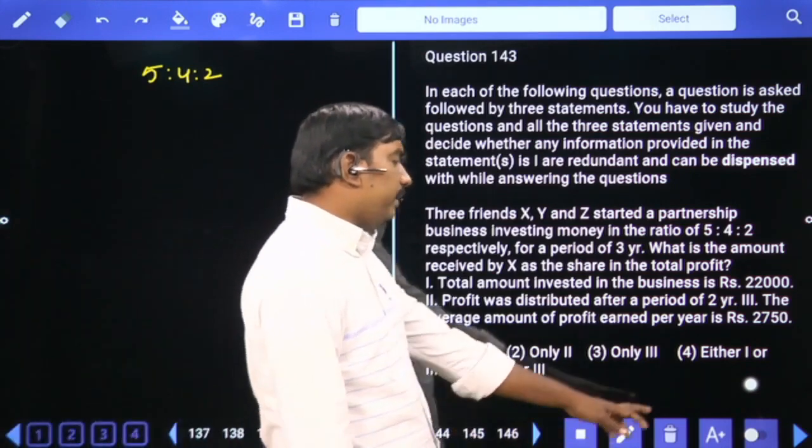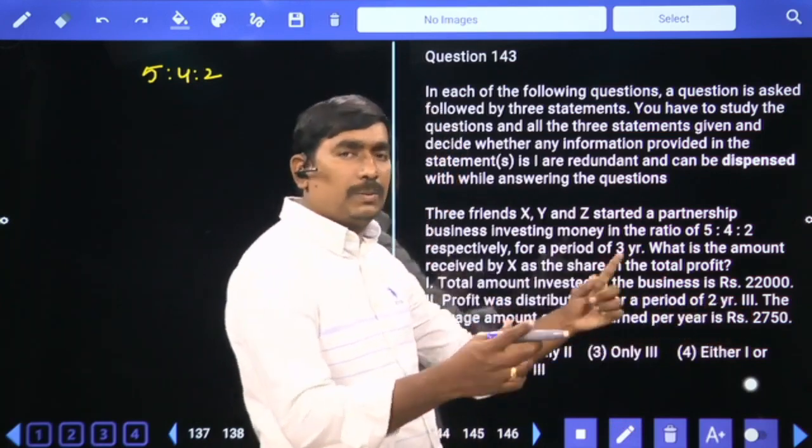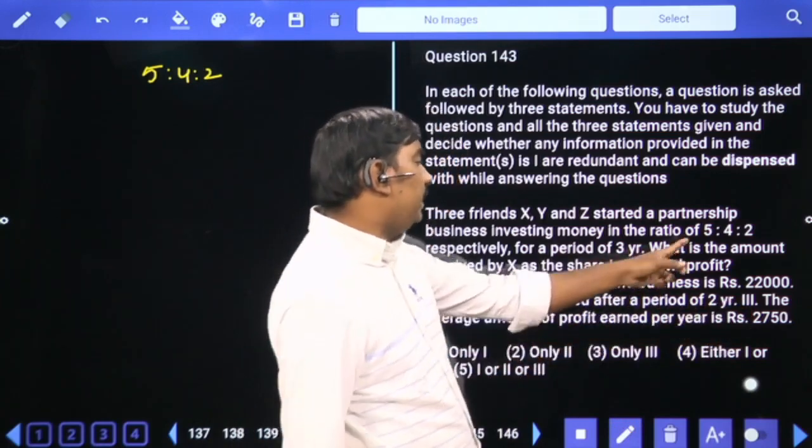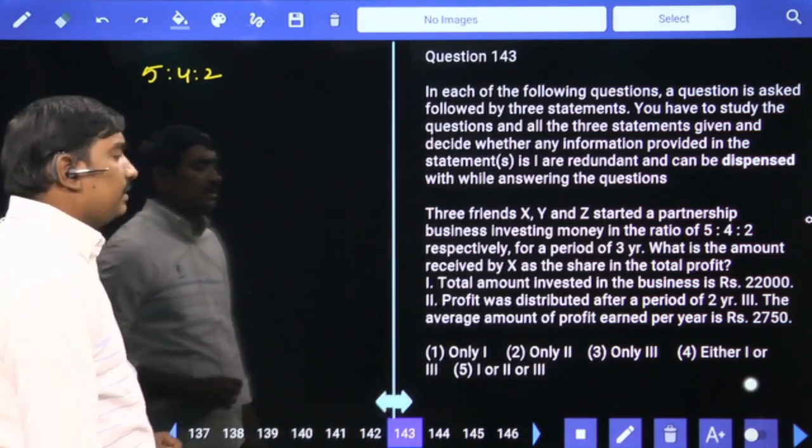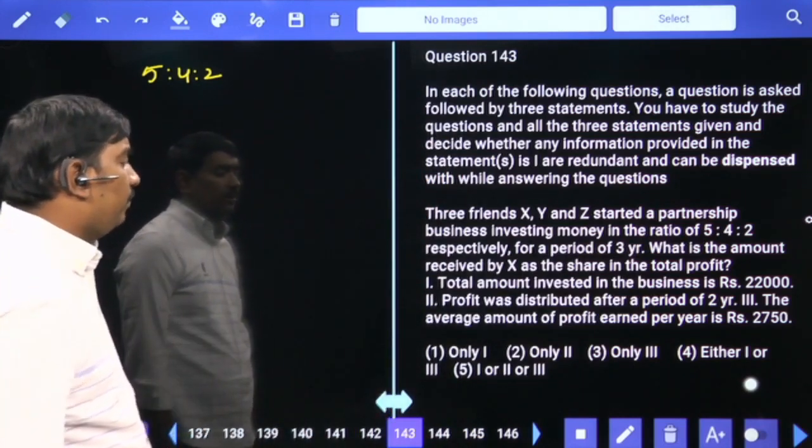So the per year average profit we know. From that the total profit we know. Total profit is there. Investment ratio is also there. With the third statement alone we can say the answer.